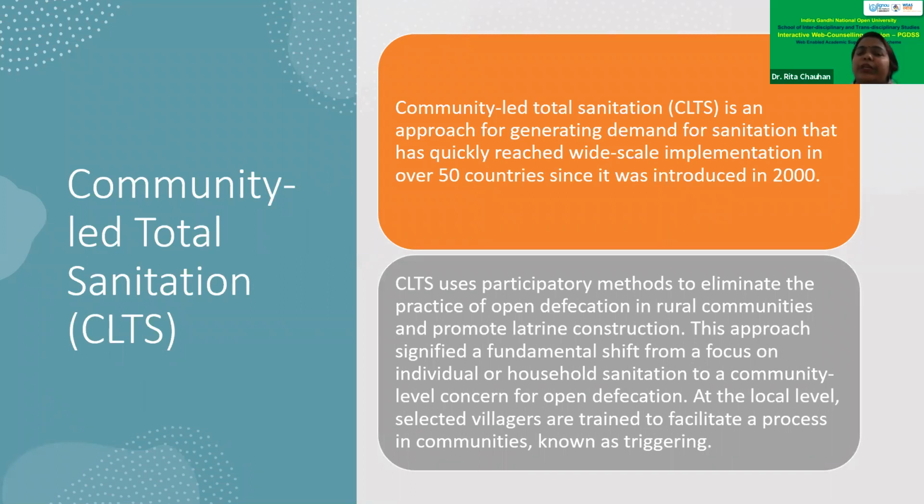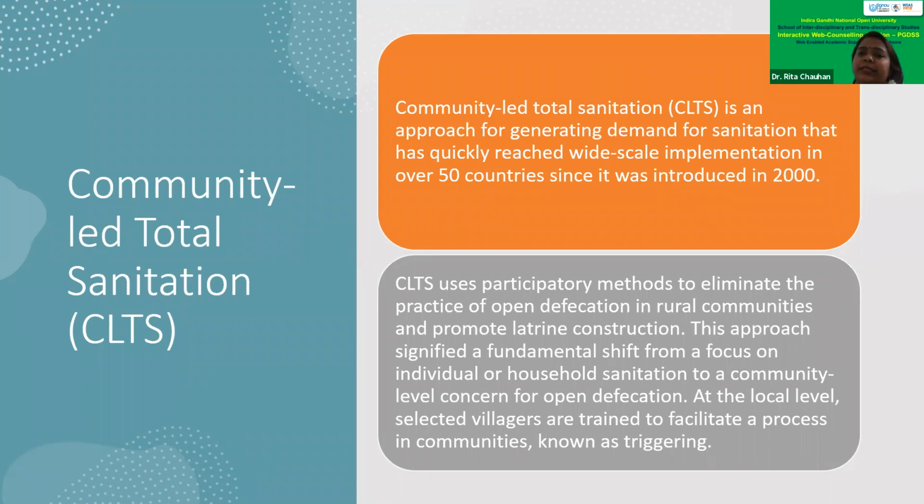Let us understand what community-led total sanitation is. This was an approach implemented in 2000, started in Bangladesh, and it spread across the world also. Basically, community-led total sanitation is a participatory method at the rural level, in which community people are involved in ending the practice of open defecation and promoting latrine construction. It is not at the individual level. It is at the village or community level.